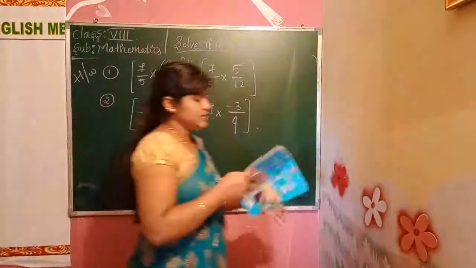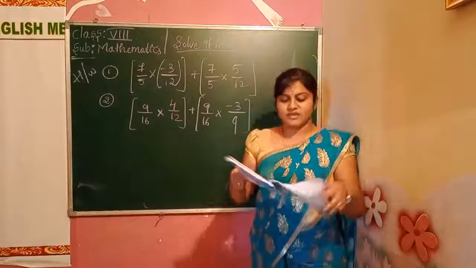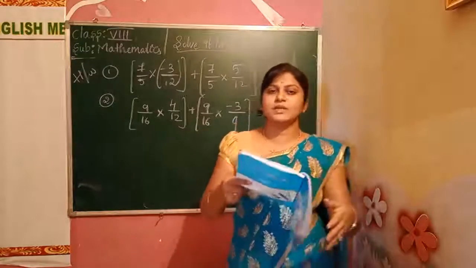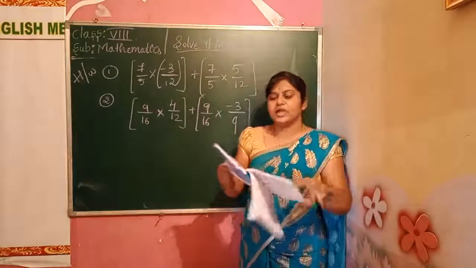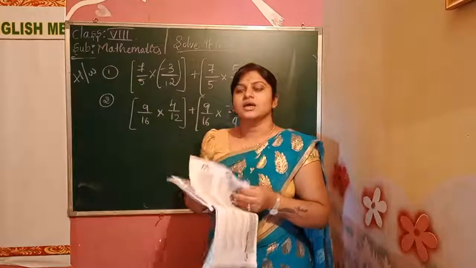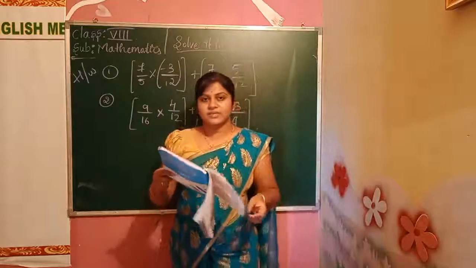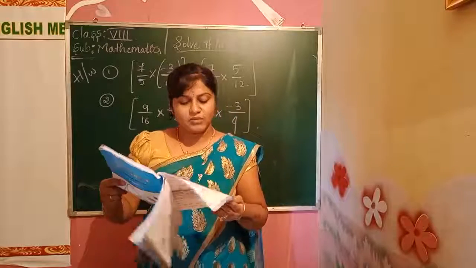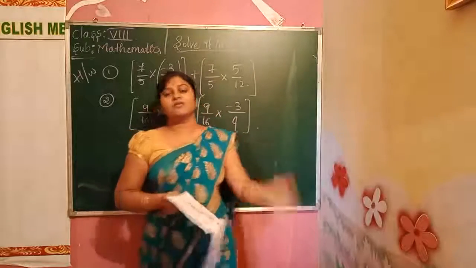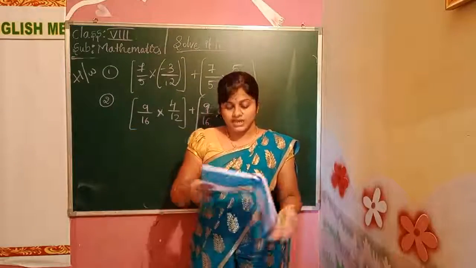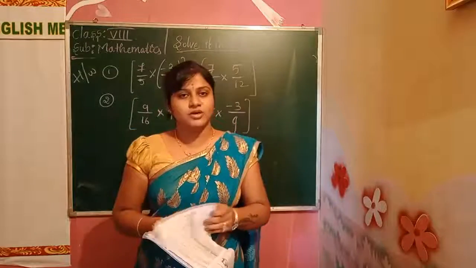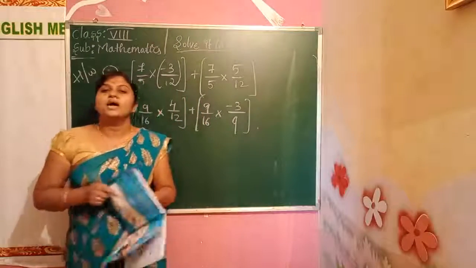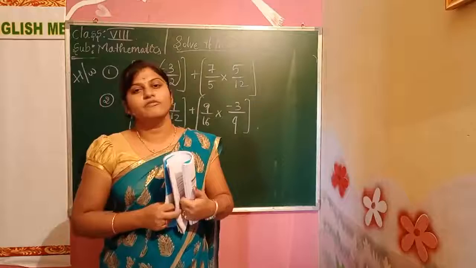And today what did we do, children? We just started with the properties. In the last class we completed the closure property, associative property, and commutative property, and today we completed additive inverse, the role of 0 and the role of 1, the reciprocal of a rational number, negative numbers, and the distributive property of multiplication over addition of rational numbers.